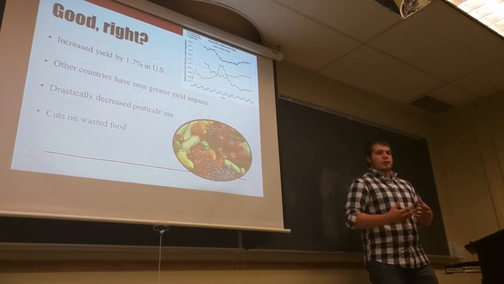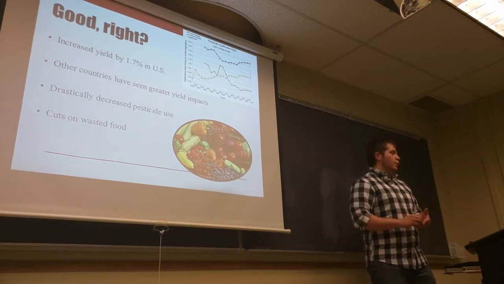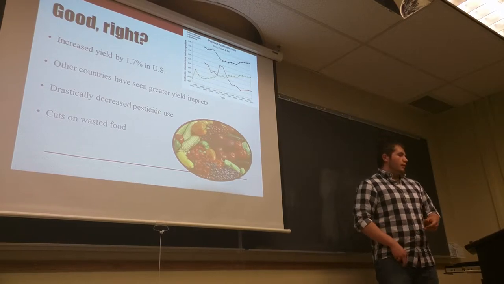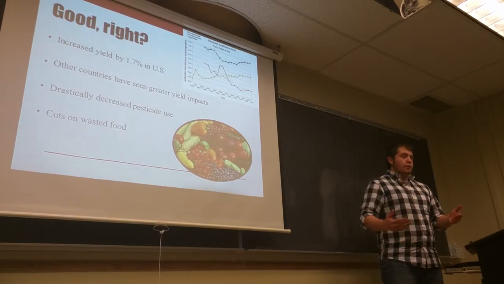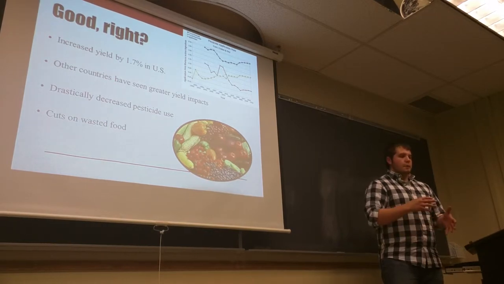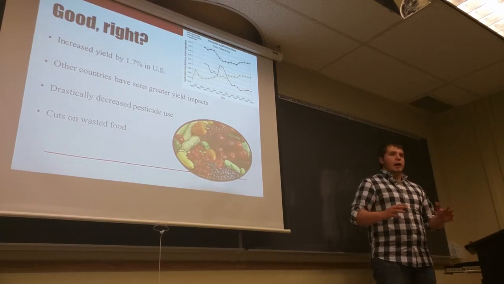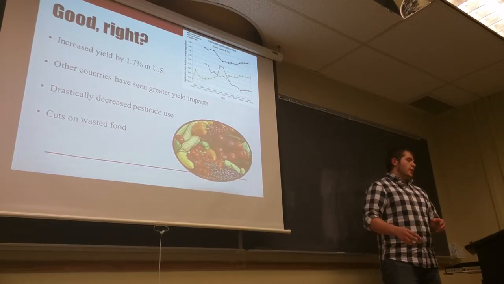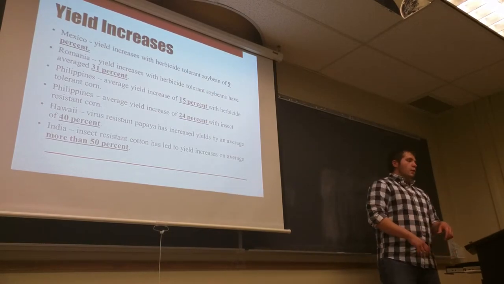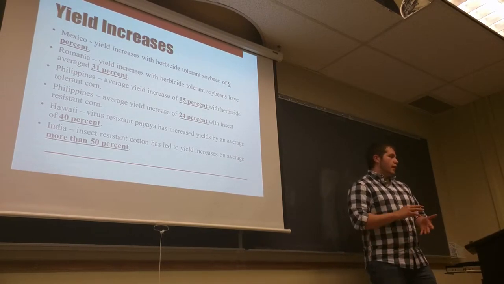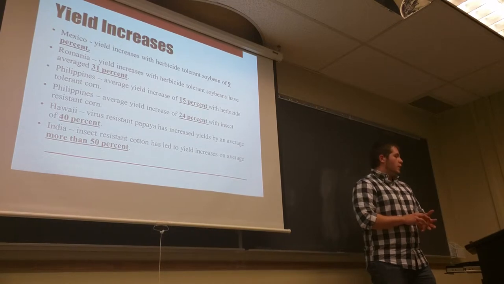A lot of the stuff that happens with GMOs is good. In the United States, we've seen a 1.7% increase in yield. MIT did a study, and when they compared it to non-GMO foods, it did have an increase in yield. And a lot of other countries have seen greater yield impacts, mostly because some poor countries don't have all the resources the United States has, and GMOs highly affect their yields. It's also drastically decreased pesticide use, and it's cut down on wasted food. So here are just some quick figures for some of the yield increases. As you can see, it's had a profound effect on a lot of countries.